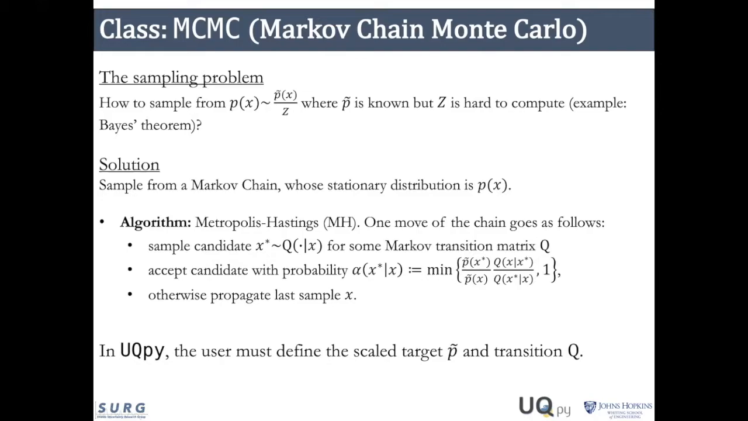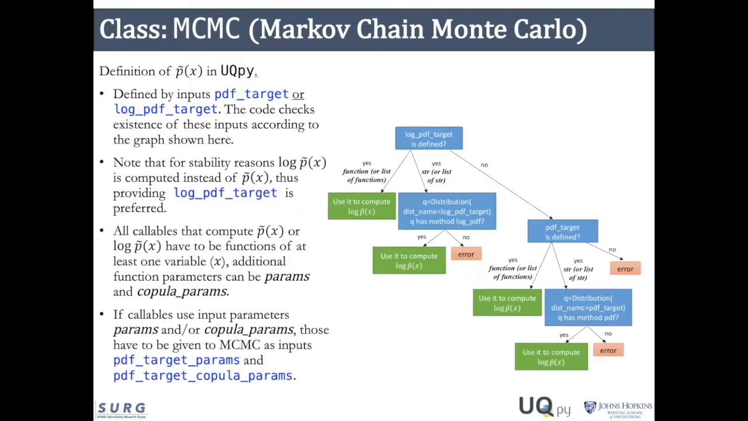So in UQpy, the only thing that the user must define is the scaled target P tilde and the transition PDF Q. Okay, that worked. So first, P tilde is going to be defined through the inputs pdf_target or log_pdf_target, one of the two.